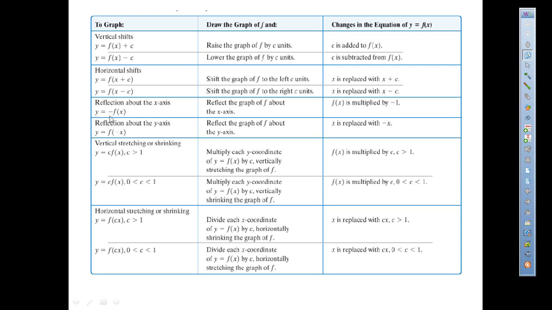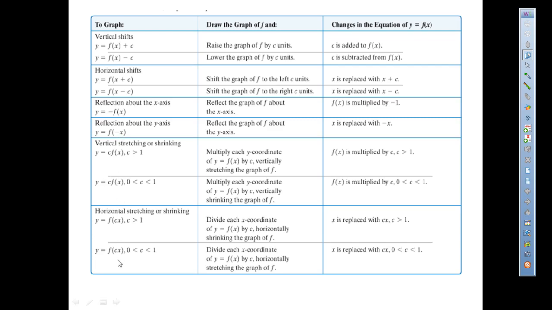If we have y equals the negative, or the opposite of f of x, all it's going to do is reflect the graph of f across the x-axis. So if it was a parabola opening up from the origin, if you throw a negative in front of it, it's going to flip it over and open down. Reflection across the y-axis is going to occur when you change the x value to a negative x. That's just going to reflect it across the y-axis.